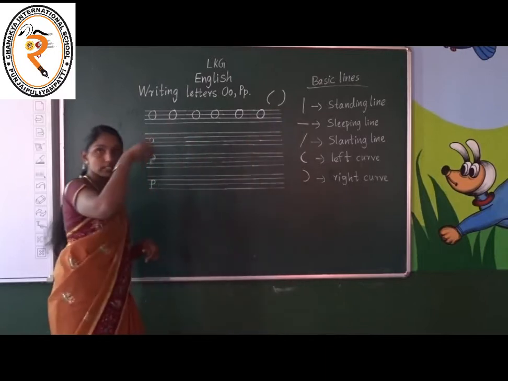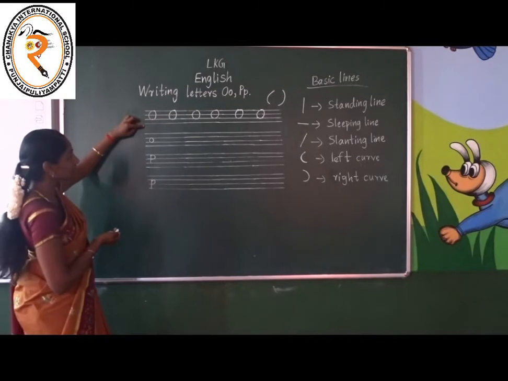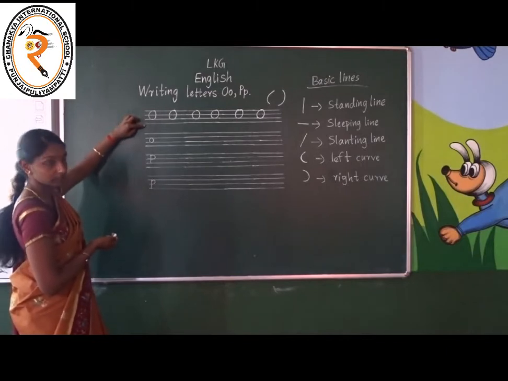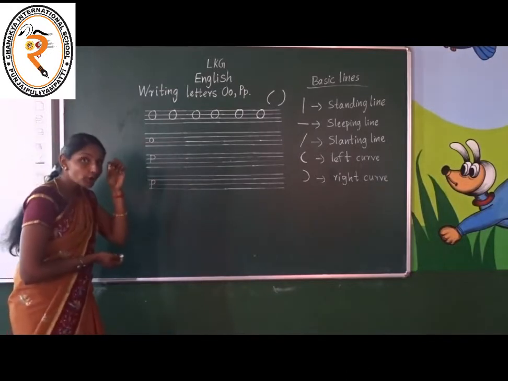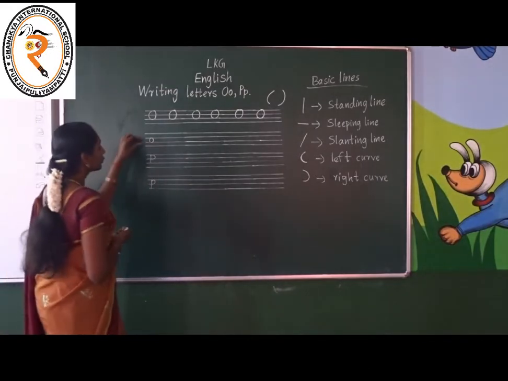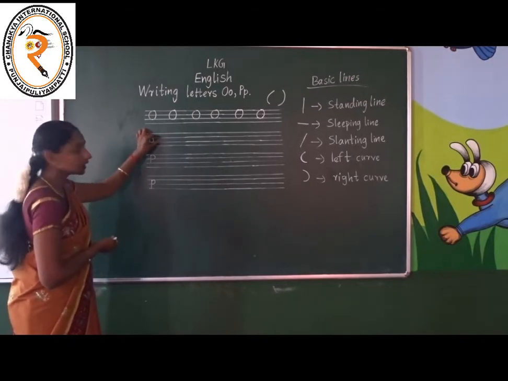Okay, it looks like a circle. You have to use only the first 3 lines. We didn't use the 4th line. Have you noted? Yes. Now we are moving to the small O. Okay, small O. To write small letter O, we have to use only the middle 2 lines.